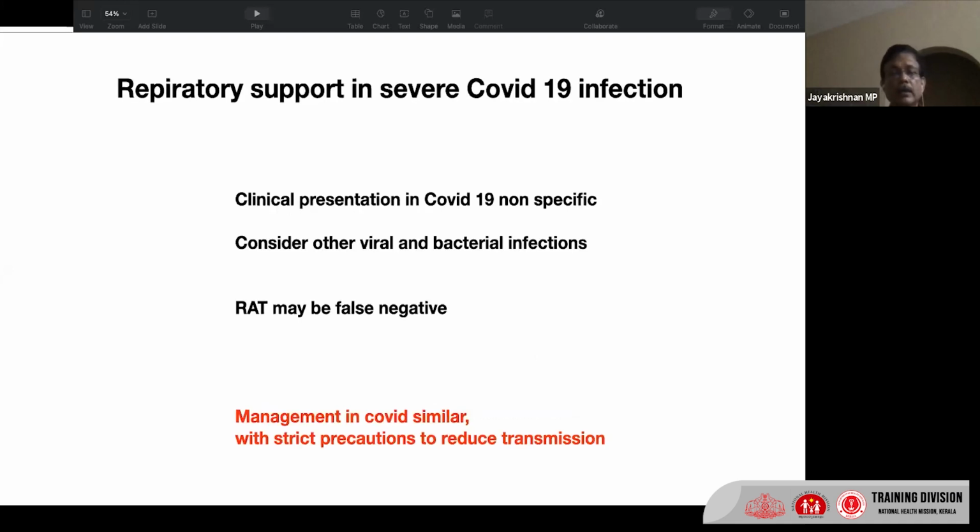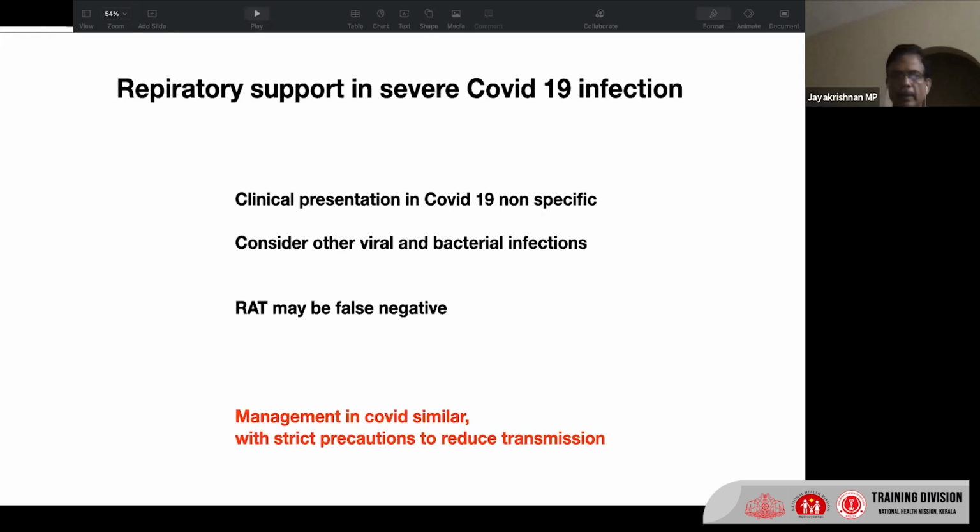And during this severe COVID-19 infection, when the child comes with severe COVID-19 infection, what are the differences? The clinical presentation of COVID-19 pneumonia is non-specific. It can mimic any other illness. For example, it could be an adenovirus pneumonia, an RSV pneumonia, or a viral influenza, or even sometimes bacterial pneumonia. We don't know. That's the reason why for any child who presents with a respiratory problem, you consider COVID as the first possibility during this season and treat accordingly.